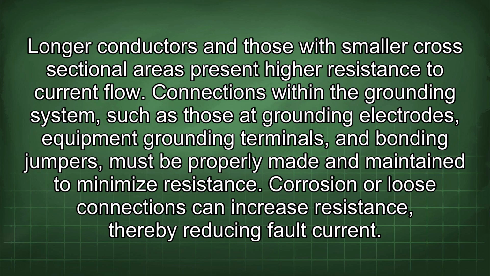Connections within the grounding system, such as those at grounding electrodes, equipment grounding terminals, and bonding jumpers, must be properly made and maintained to minimize resistance. Corrosion or loose connections can increase resistance, thereby reducing fault current.